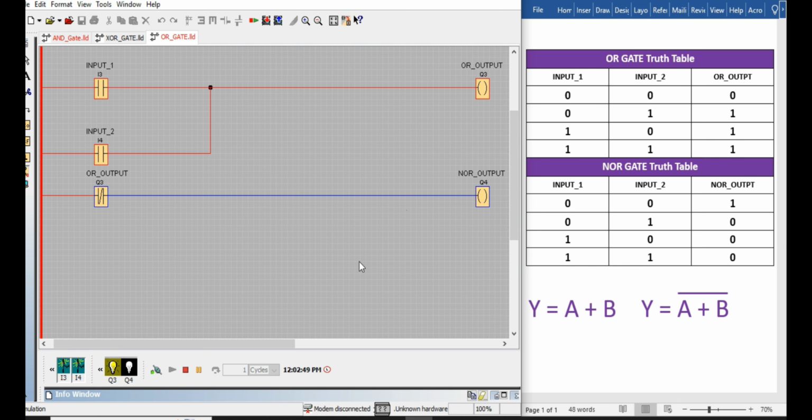So this was the implementation of OR gate and NOR gate in ladder logic programming language. In coming video, I will implement AND gate and NAND gate in ladder logic programming language.